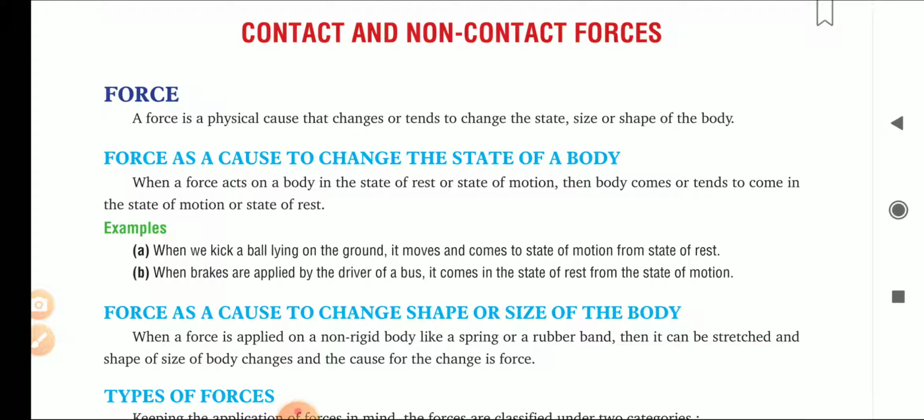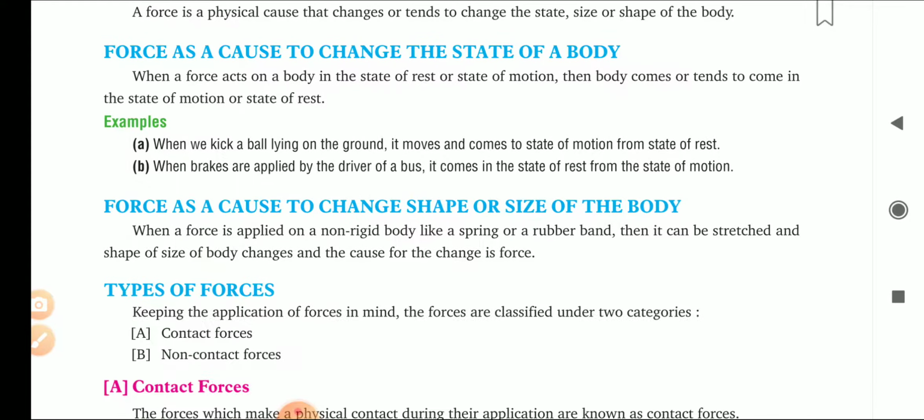When you apply a force, if a body is in motion, it may come to rest. You can stop the body. If a body is at rest, you can make it move. When a force acts on a body in the state of rest or a state of motion, then the body comes or tends to come in the state of motion or state of rest. For example, when we kick a ball lying on the ground, it moves and comes to a state of motion from a state of rest. So very simple: when you kick a ball, it moves forward. That is, initially it was at rest and now it is in a state of motion.